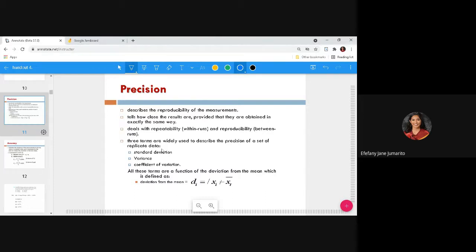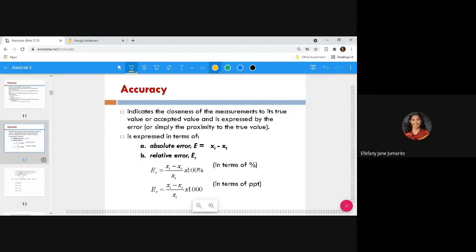Okay, three terms are widely used to describe the precision of a set of replicate data. So we have standard deviation, variance, and coefficient of variation. We will encounter these formulas: standard deviation, variance, and coefficient of variation.